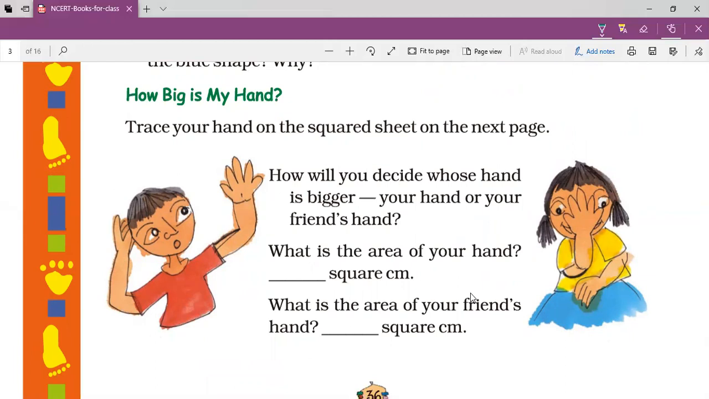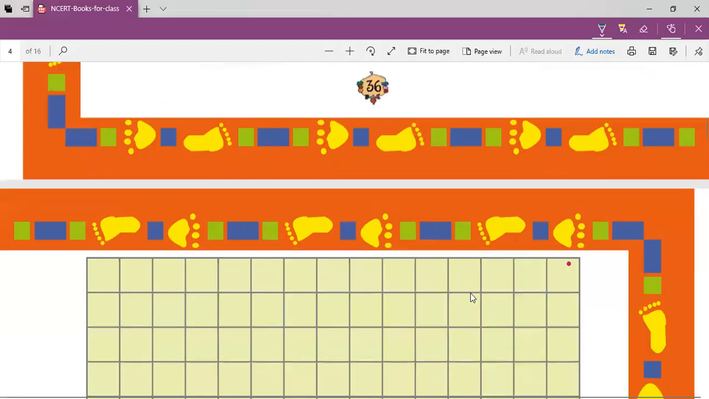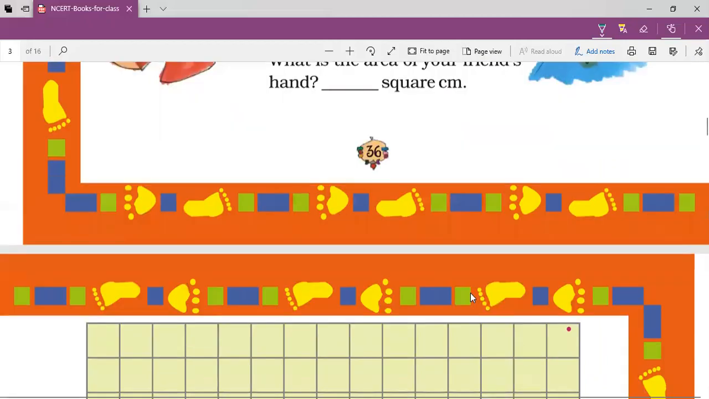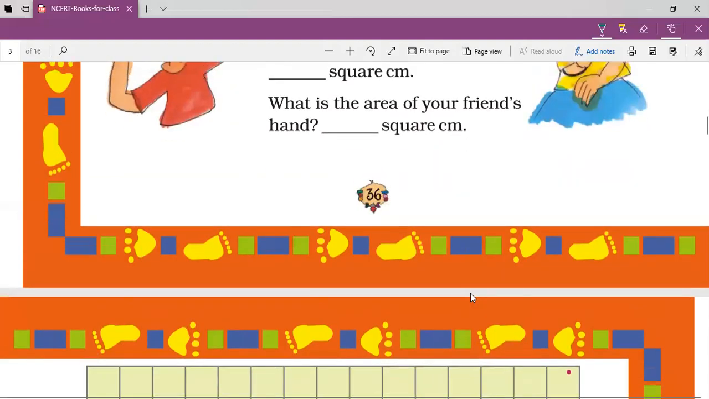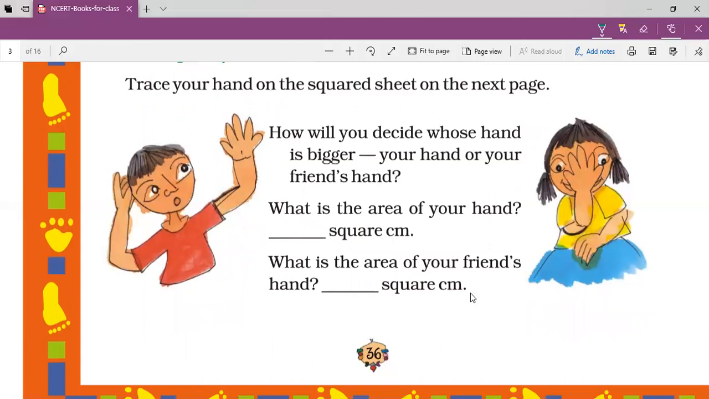So what they had asked: trace your hand on the squared sheet on the next page. On page number 37, they had given us a squared sheet. What do you have to do? You have to trace your hand in such a way that it covers more squares. How will you decide whose hand is bigger, your hand or your friend's hand?